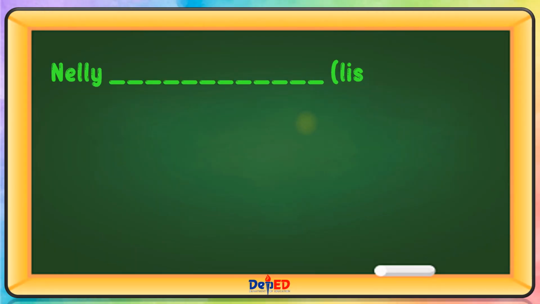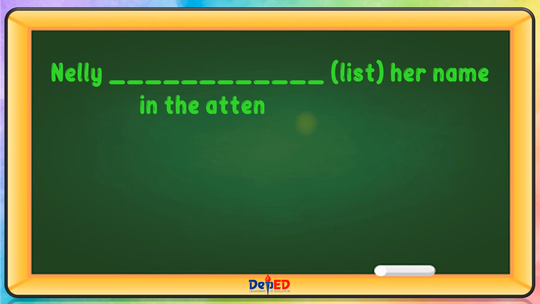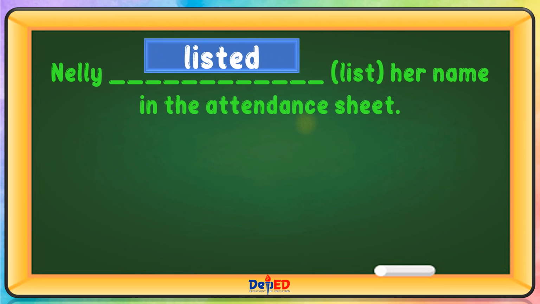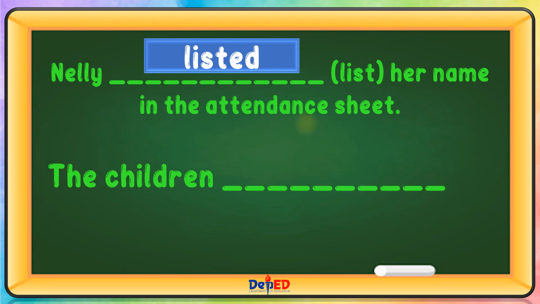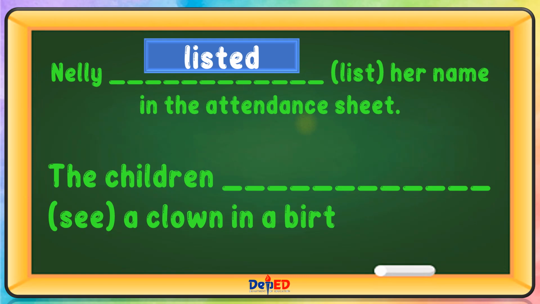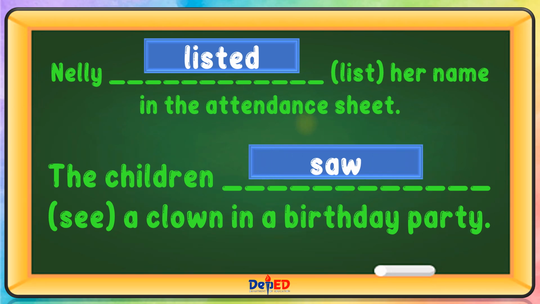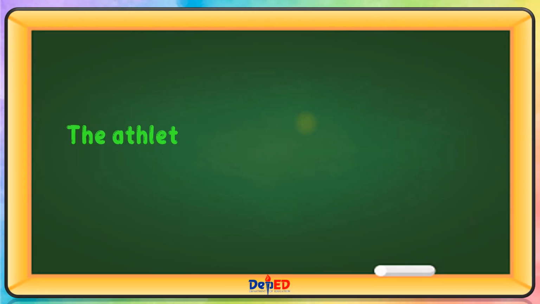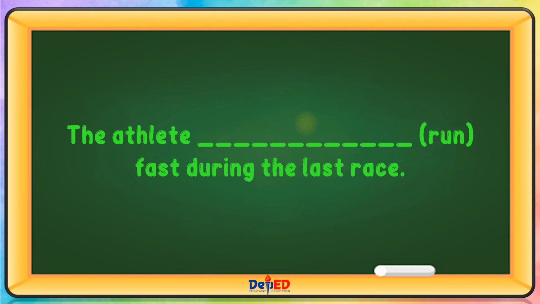Nellie blank lists her name in the attendance sheet. The answer is listed. The children blank see a clown in a birthday party. The answer is saw. The athlete blank run fast during the last race. The answer is ran.